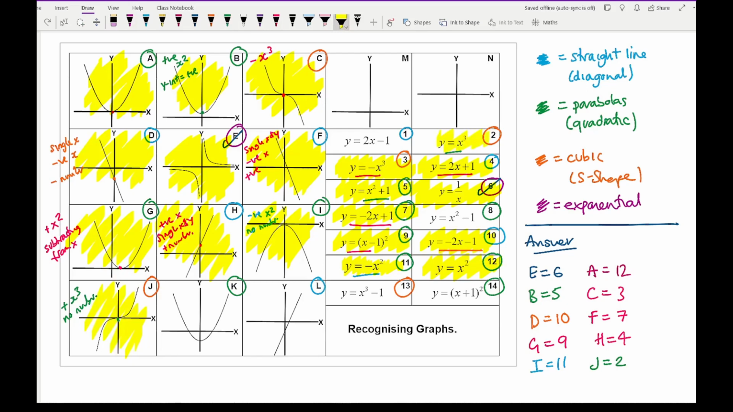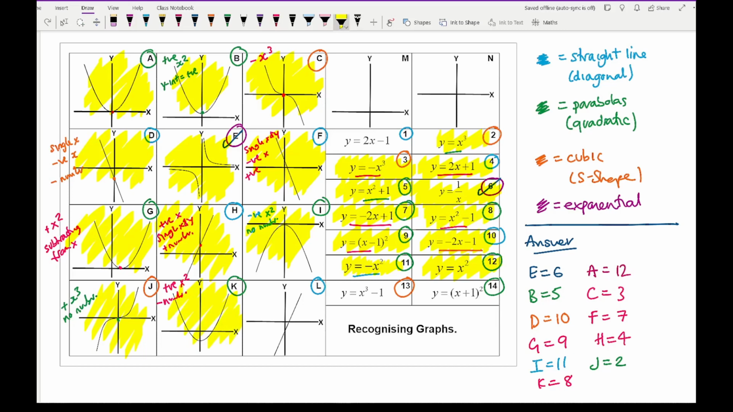Then for the next one, for K, I'm looking for a positive x squared, but this time I'm taking away a number or shifting it down 1. So taking away a number, and that is going to be 8. So K equals 8. So let's just highlight that one, and 8.